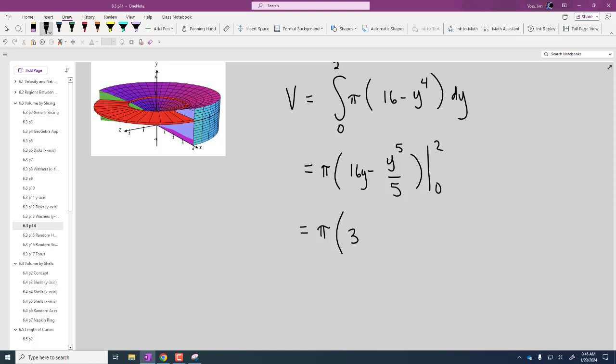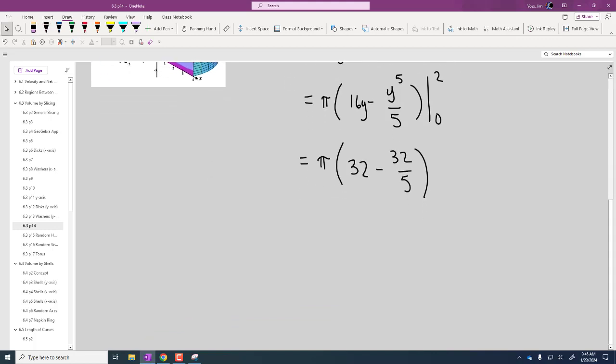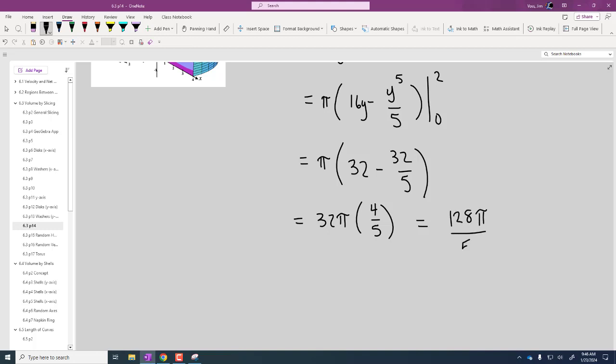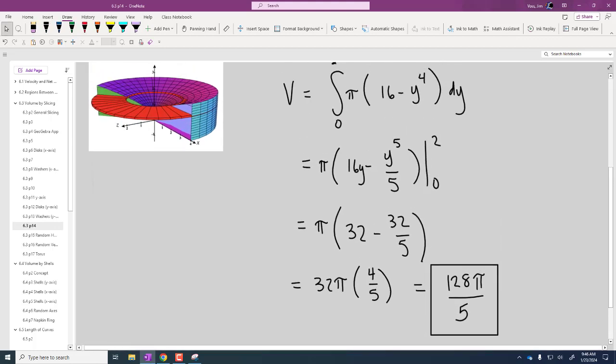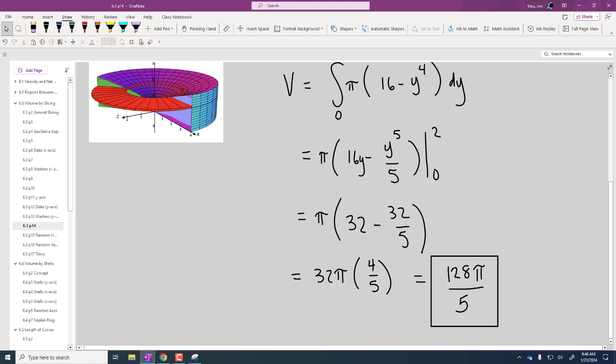So then we plug in the 2, and we're going to get 32 minus 32 fifths. And minus 0. Subtract off 0. When we plug in 0 for the y, we'll get nothing. So we have this. And the way I'll do this, I'll factor out the 32. That common factor of 32 is pretty easy to factor out. And then we have 1 minus a fifth. And 1 minus a fifth is 4 fifths. A little bit easier than getting a common denominator of 5. And then we just have to multiply that out. So we have 128 pi divided by 5. All right, any step there you want to ask about?